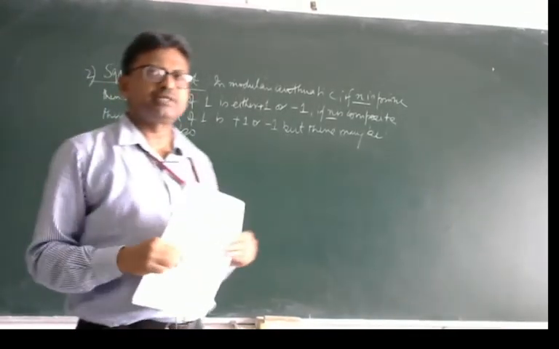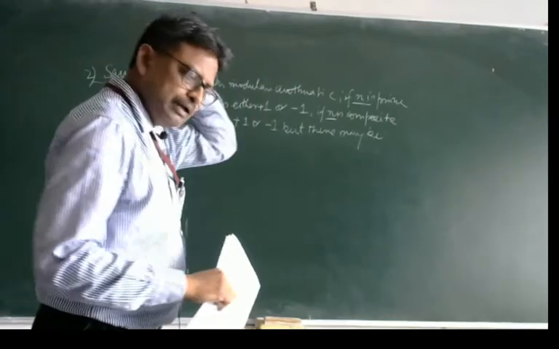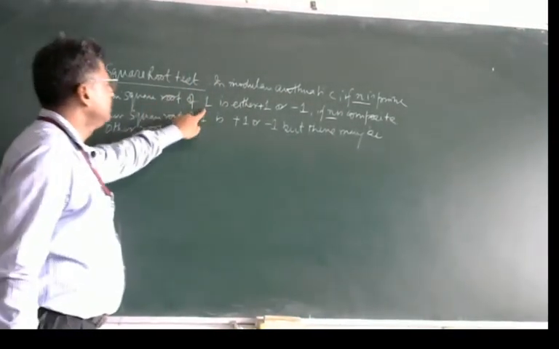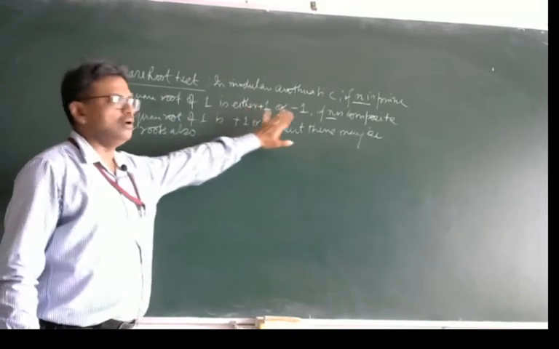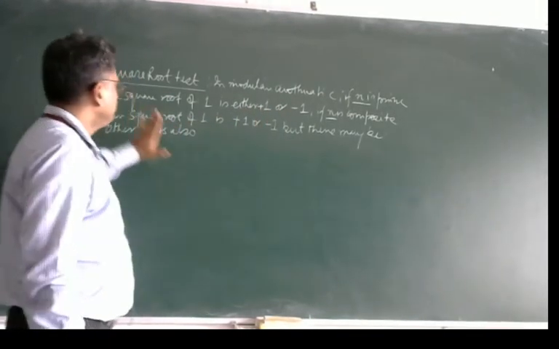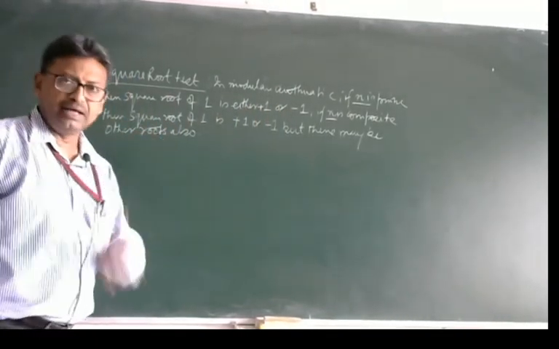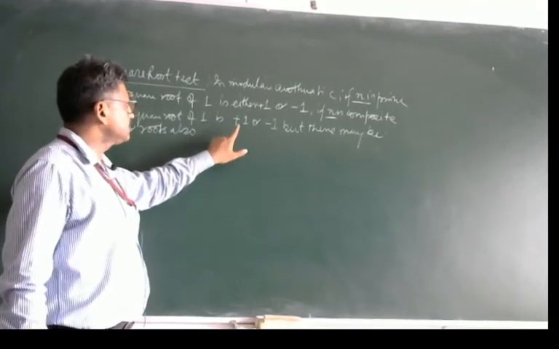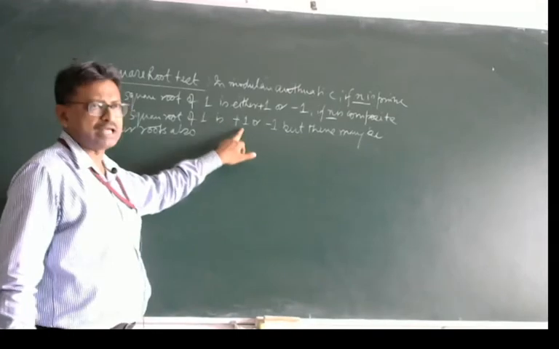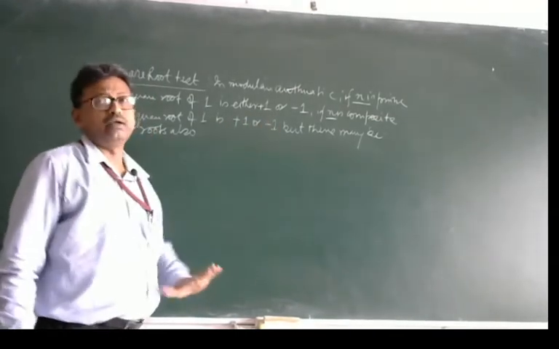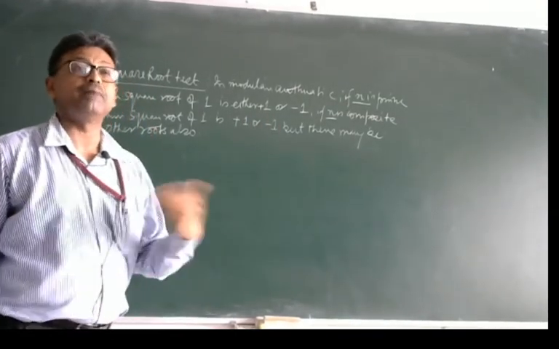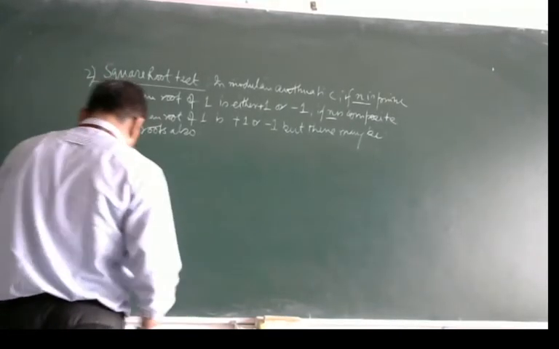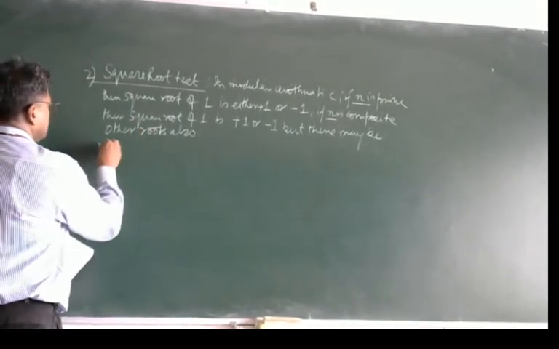The meaning is very simple: in modular arithmetic, if n is a prime number, then the square root of 1 will be either plus 1 or minus 1. But if n is composite and we take the square root of 1, then the square root of 1 will be plus 1 or minus 1, or it may be possible there will be some other roots also. So let us check for n is equal to 7 first.